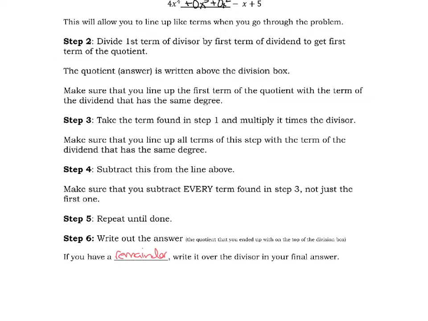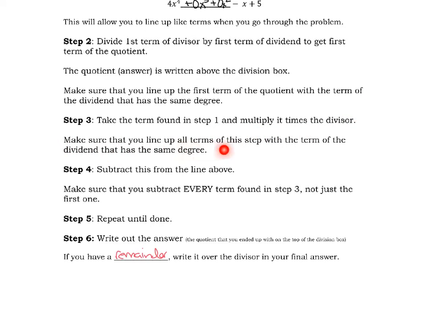So step 2 states that you should divide the first term of the divisor by the first term of the dividend to get the first term of our quotient. Now the quotient is the answer, and that goes written above the division box, okay? So make sure that you line up the first term of the quotient with the term of the dividend that has the same degree. Step 3, take the term found in step 2 and multiply it times the divisor.